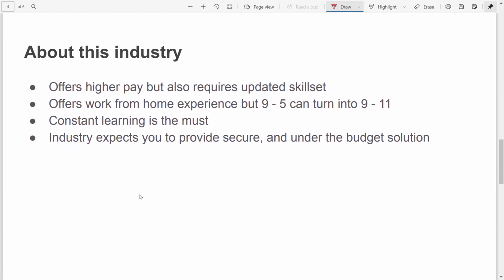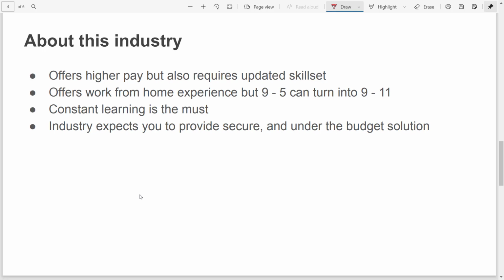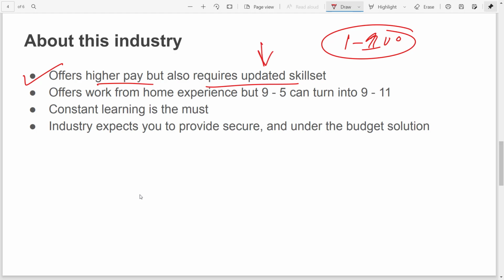Before we jump into this series and start with what is actually asked in the Microsoft Azure AZ900 examination, I just want to highlight a few things about this industry. This industry offers you higher pay, but also requires an updated skill set. It is not like you have learned how to count from 1 to 100 and that's it. You have to learn more, and since this industry is changing almost every 6 months, you need to have an updated skill set, otherwise you're going to become irrelevant.